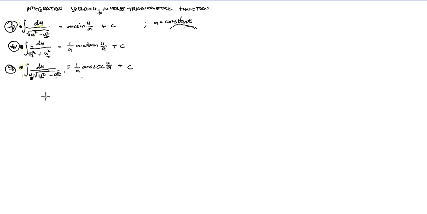Hi, welcome back. So this time let's have a very interesting sample problem. We have to integrate dx all over the square root of 27 plus 6x minus x squared.